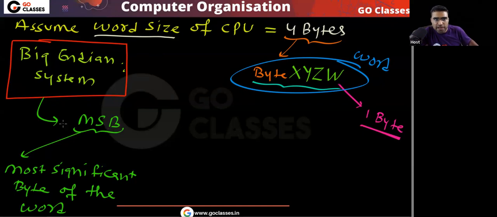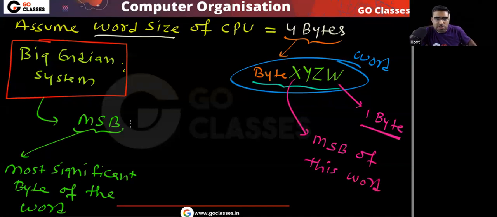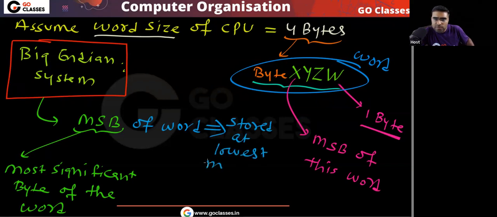So now in this big Endian system, what will happen? The most significant byte of the word. What is the most significant byte of this word? This is the most significant byte of this word. So you can see most significant byte of word, where will that be stored? That will be stored at the lowest address. Yes or no? That will be stored at lowest memory address. Okay, is this clear? Please tell me.